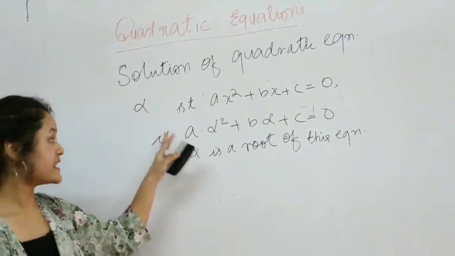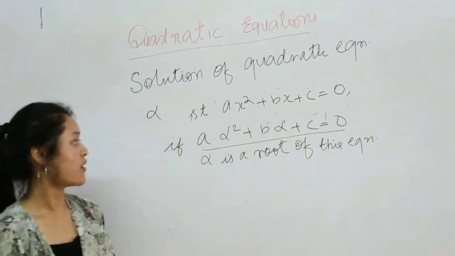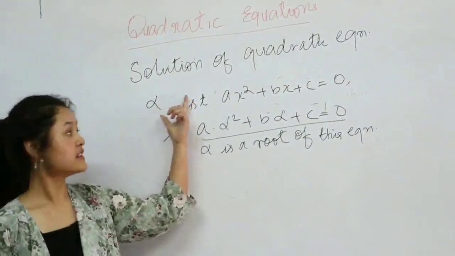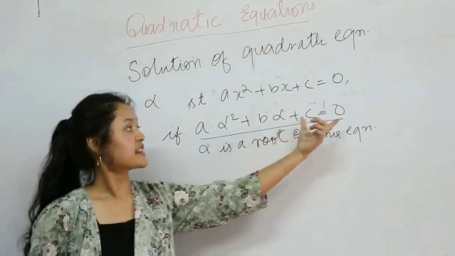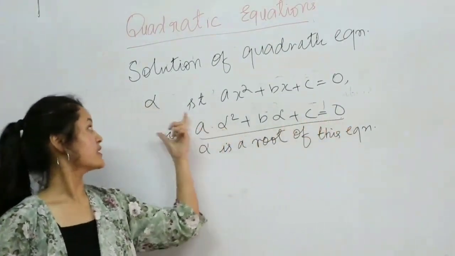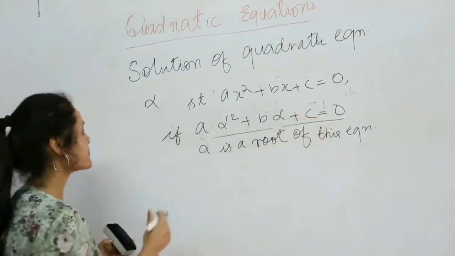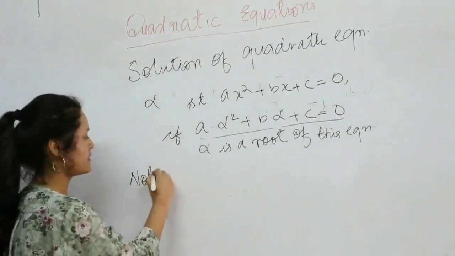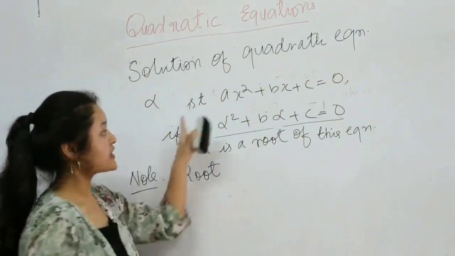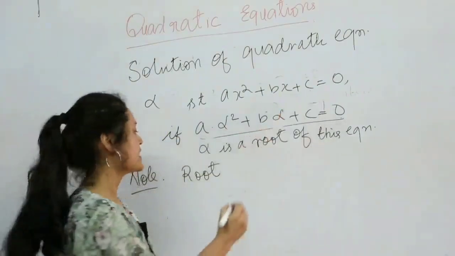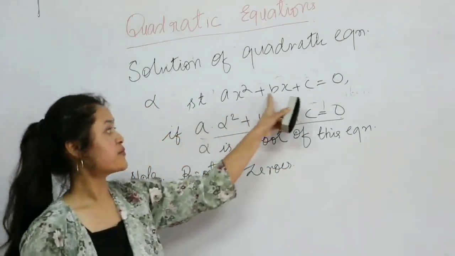We also say that this alpha satisfies this equation. Why? Because if I replace x by alpha, and I get the left hand side equal to 0, that means we say that alpha satisfies this equation. We note here that the root of the quadratic equation, this one, is just the same as the zeros of the quadratic polynomial, this one.